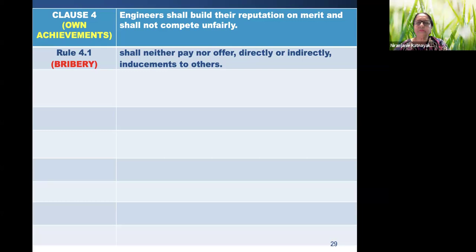So you should not be just unfairly competing. If you want to compete, gain the required skills and then compete. That's what you use your own achievements for, to gain a name, gain jobs or whatever, right? Shall neither pay nor offer directly or indirectly inducements to others. Okay, so that's bribery. You should not be doing that. That's understood.